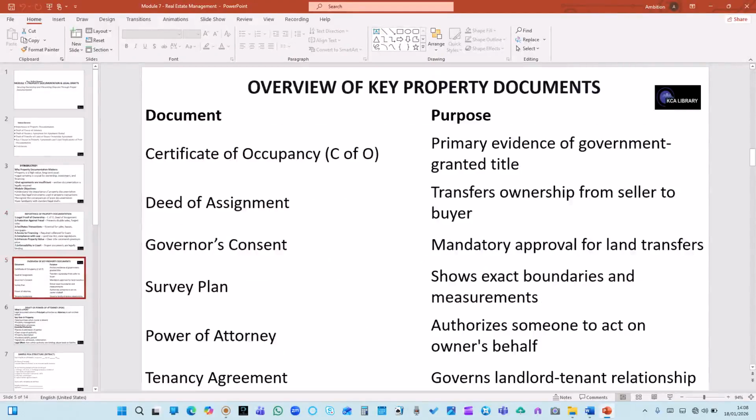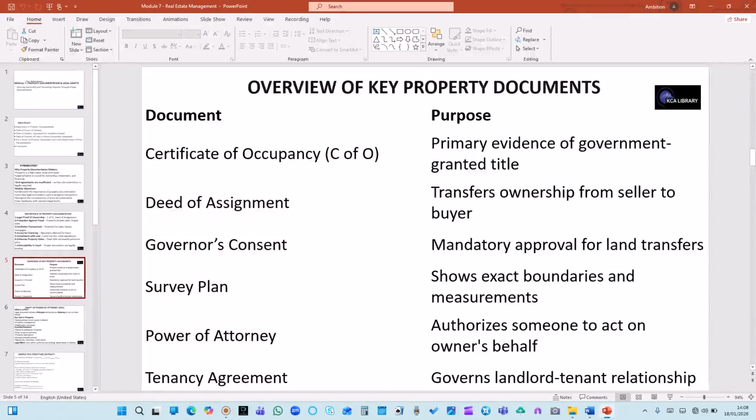Now let us look at the overview of property documentation. Number 1, certificate of occupancy, C of O. The purpose is primary evidence of government granted title. Then number 2 document is a deed of assignment, which is transfer of ownership from seller to buyer. Then governor's assent, which is mandatory approval for land transfer.